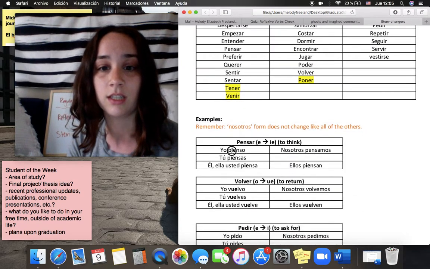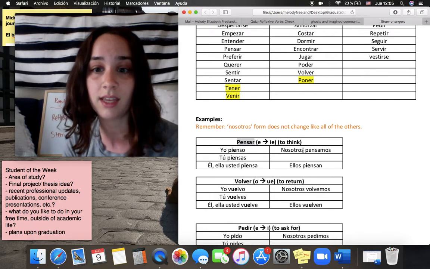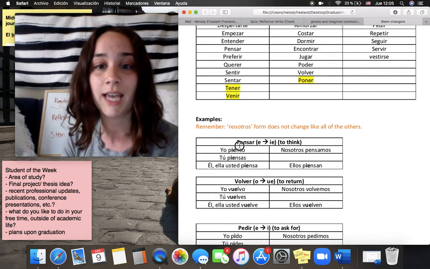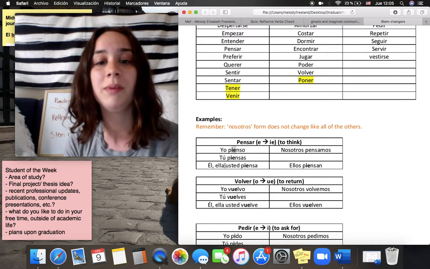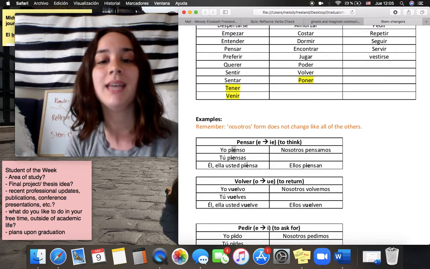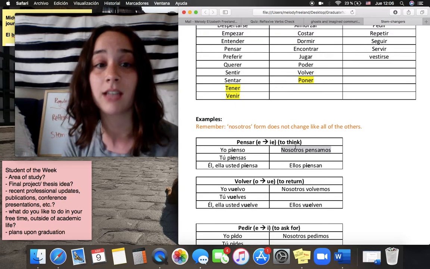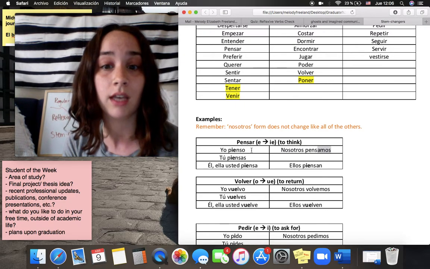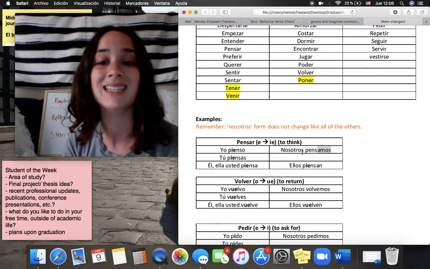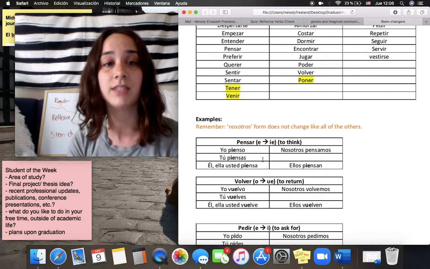For instance, whenever we have the verb pensar, to think, we have to change this E to an IE. Yo pienso, tú piensas, él, ella, usted piensa. Note that nosotros stays the same. It has the normal ending where we add on the AMOS for an AR, so nosotros pensamos, but all the other ones have the stem change.